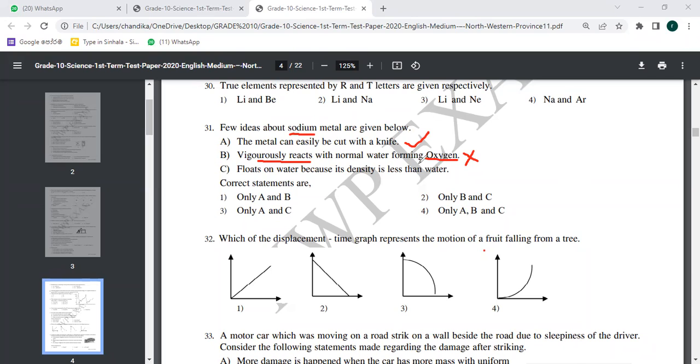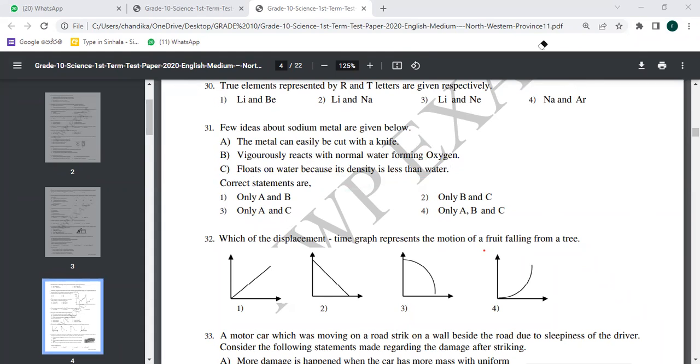Forming oxygen is wrong here. It forms hydrogen. Floats on water because its density is less than water. That is also correct. So what are the correct statements? Correct statements are A and the third one. A and C only. A and C are correct.